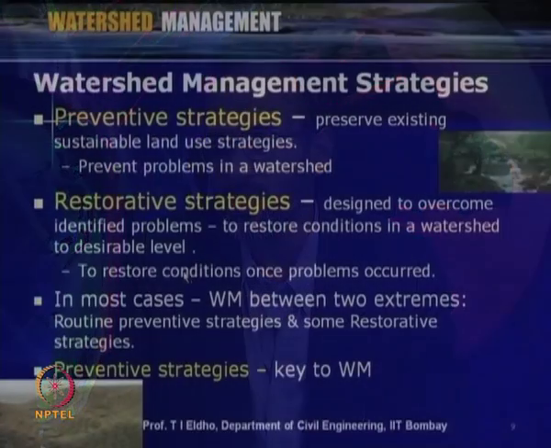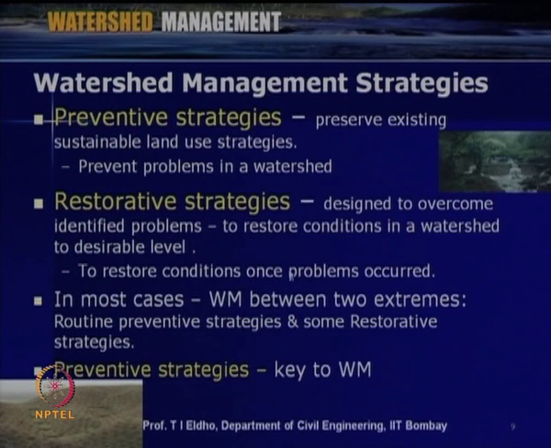For example, we can restore conditions once problems occur. So, that is what we try in this. An example can be water harvesting structures, so that there will be better availability of water. That can be a restorative strategy. When we construct various structures, we can also reduce soil erosion problems. If soil erosion is a major problem in the watershed, then we can restore it by constructing various structures.